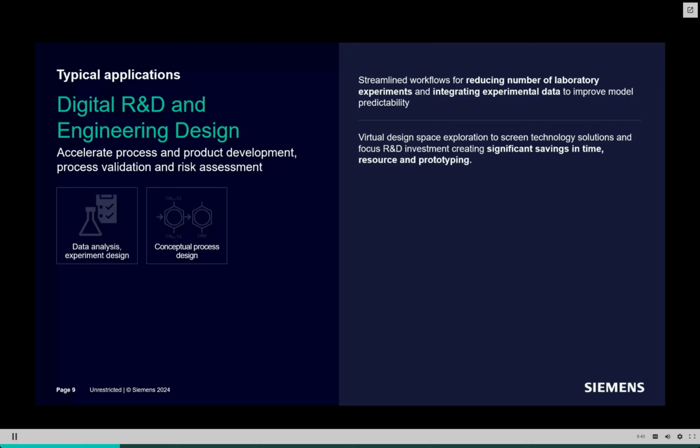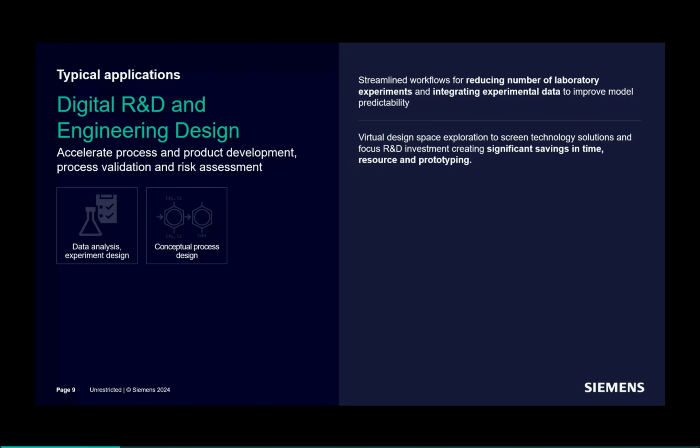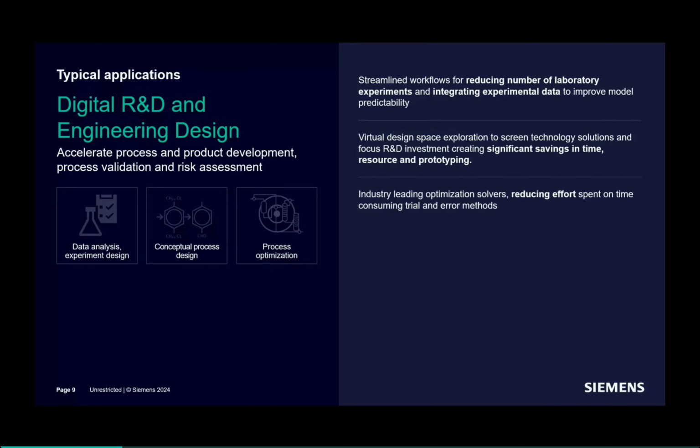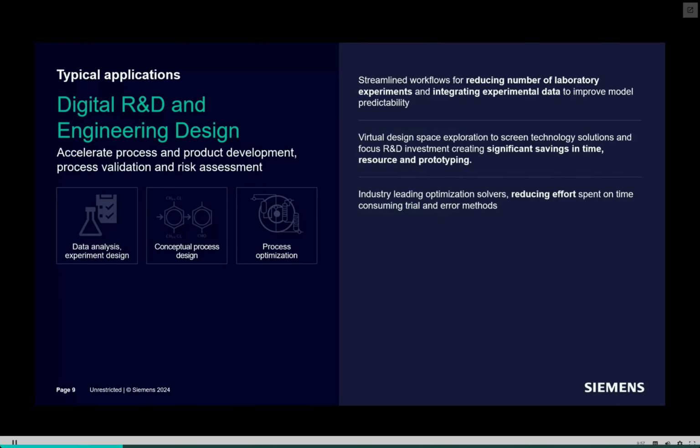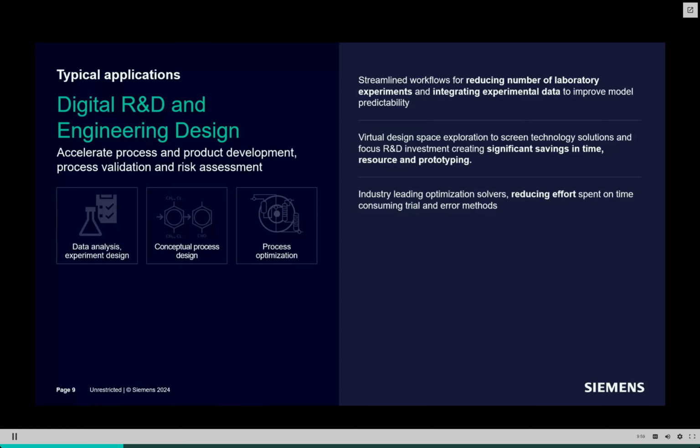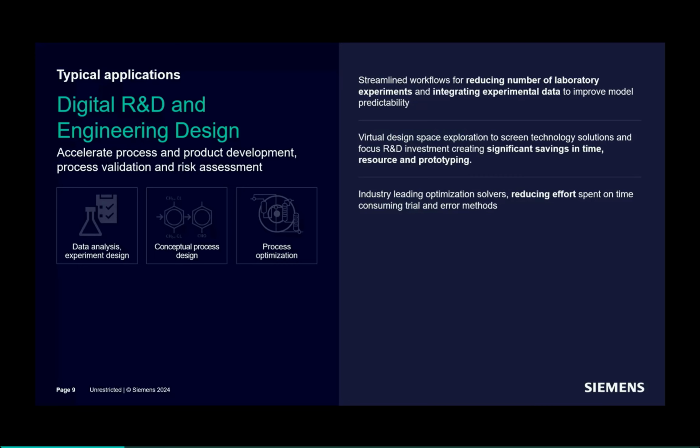We have outstanding design space capabilities to rapidly explore the process decision space at any point in the life cycle. So this could be in the R&D space or the engineering design. We also have very strong optimization solvers, which are able to handle large, complex flowsheets with many decision variables, which allows you to assess downstream decisions on the upstream characteristics and vice versa.